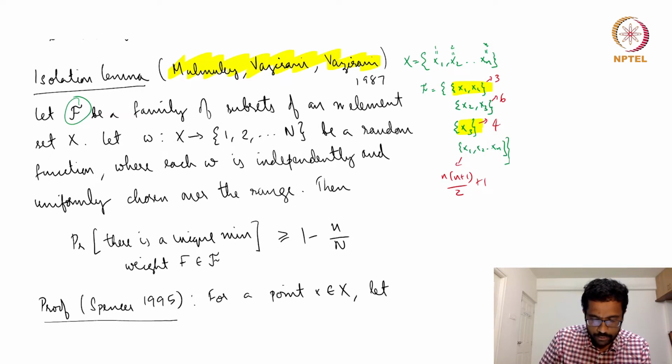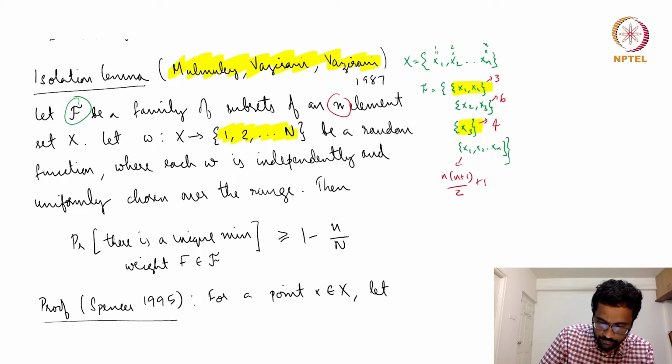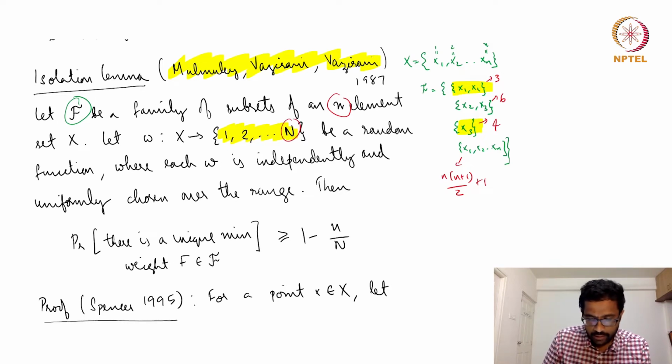So suppose you just pick a random assignment from x to 1 up to N. Okay, so notice that the number of elements is small n, and the weights are chosen from 1 to capital N. So these two are different. Capital N is different from small n. Okay, each element of x is randomly assigned a value from this set 1 to capital N, random, independent and uniform, meaning an element of x is given the weight 1 with probability 1 divided by capital N, 2 with probability 1 divided by capital N, and so on, right? And they are all assigned independently.